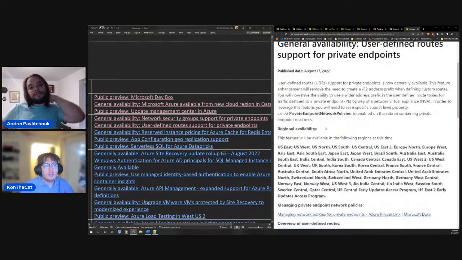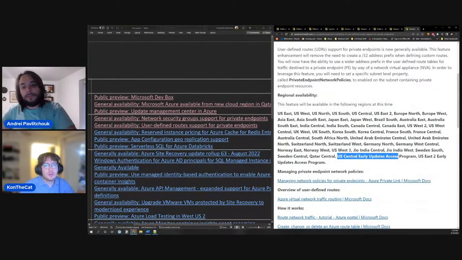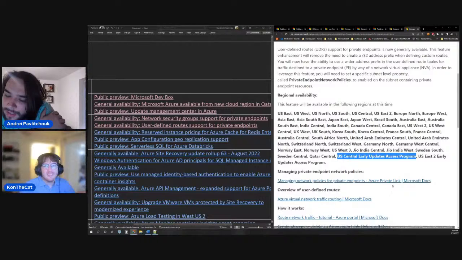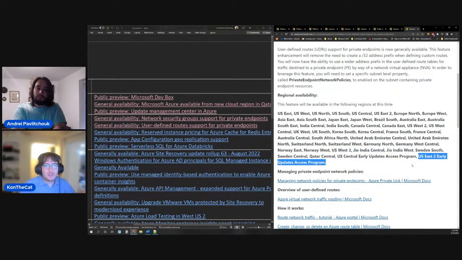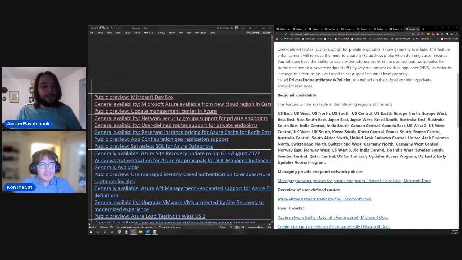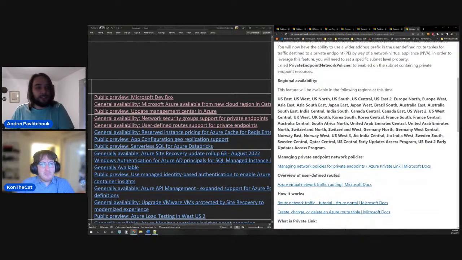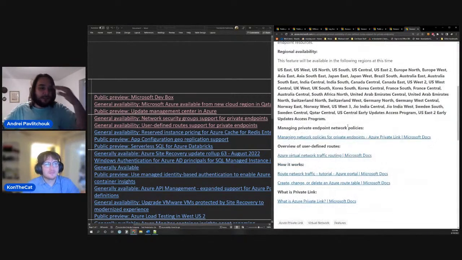Please note, this is apparently a region. Yes, that is a region. US Central Early Updates Access Program, as is US East 2. I'm wondering if that's something like what the MVPs get in the US. Probably, yeah, Early Updates Access is probably what it is. Or people who work on updates and test them continuously. So they need a region for that.